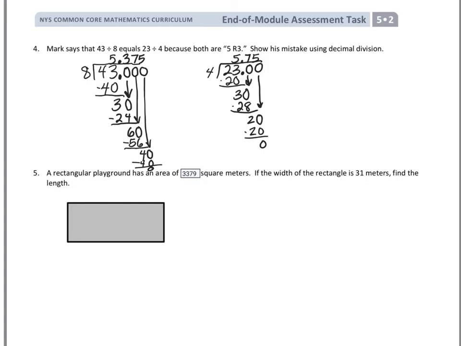And it is very evident that 5.375 is not equal to 5.75. So I'm just going to put this, not equal to. We see the mistake he made, and let's go on to the next problem.